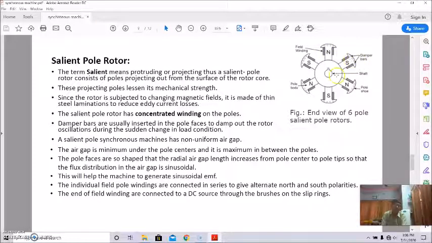Okay, so this is the shaft. This is the pole shoe. This is the concentrated pole field winding, and this is the pole body.